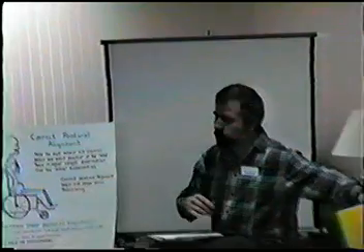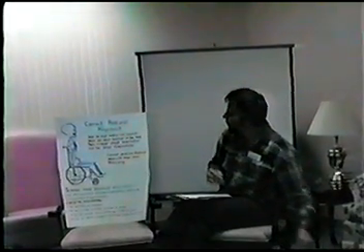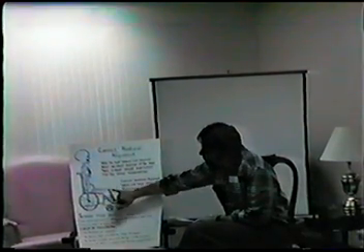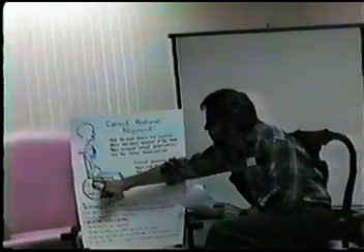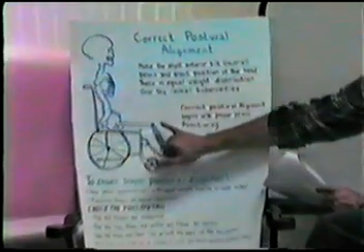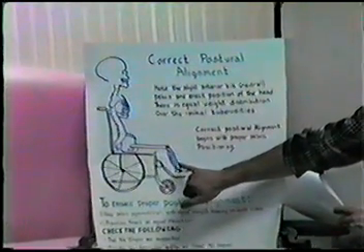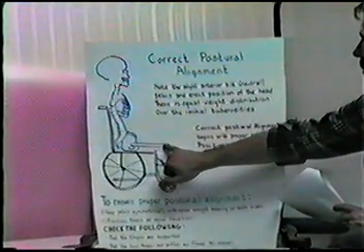Okay? The next thing we're going to take a little bit of a look at is correct postural alignment. Okay? This demonstrates a person sitting in a wheelchair. It shows the normal curves of the spine. It shows basically, if all things were going well, this is how we'd like people to be seated in their wheelchair. Okay, you have even weight distribution.